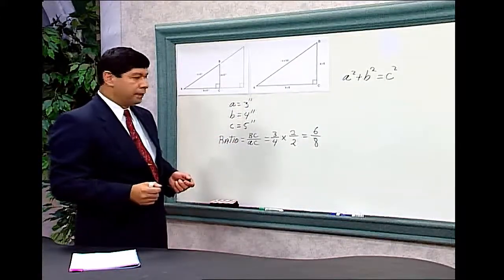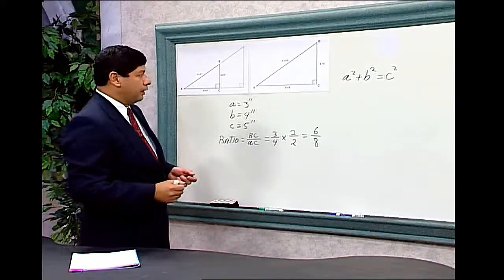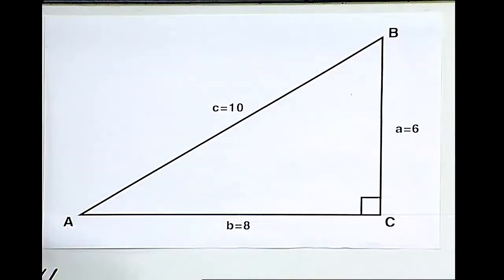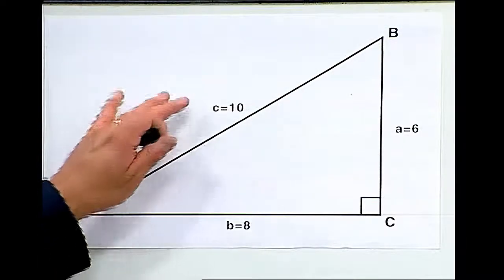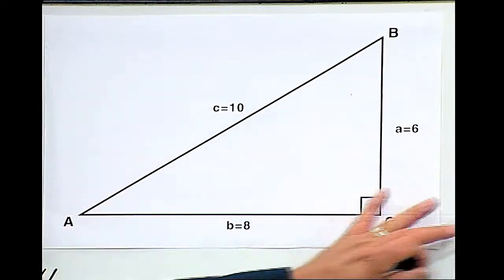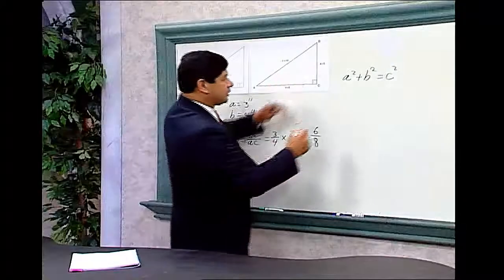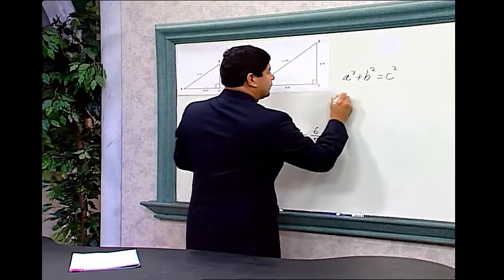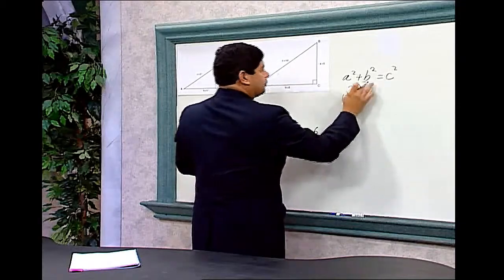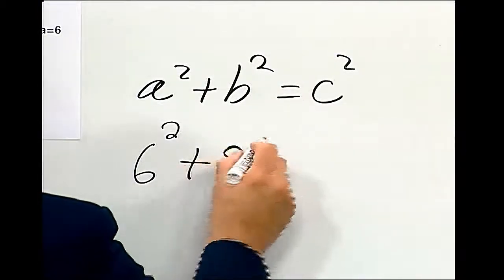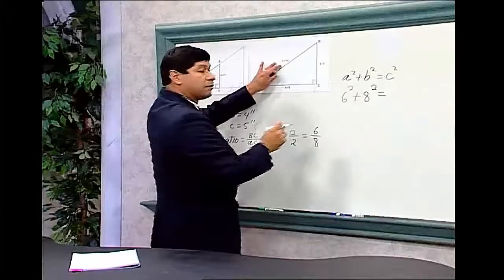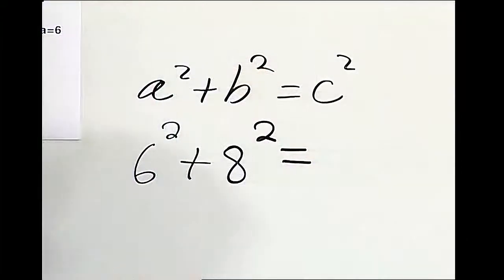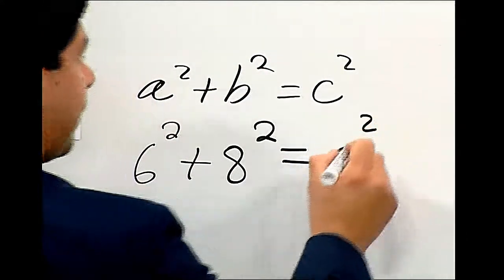Well, we can do that using the Pythagorean theorem. The Pythagorean theorem states that the sum of the squares of the two sides of a right triangle is equal to the square of the hypotenuse. So we're just going to plug the numbers into the formula. A is 6, 6 to the second power, plus B is 8, 8 to the second power, is equal to, for the sake of argument, let's say we really don't know what C is right now, but we have 10. But we're going to verify that. C to the second power.